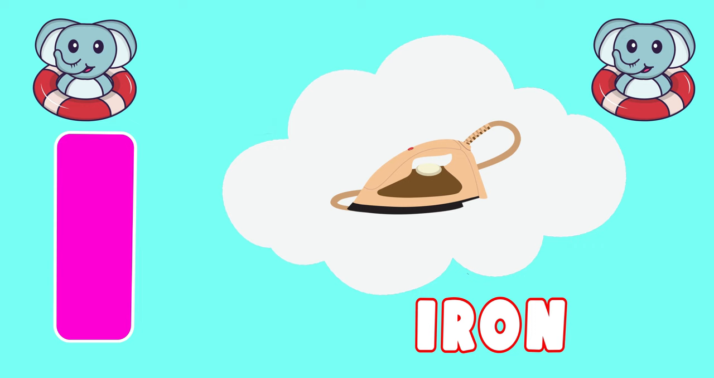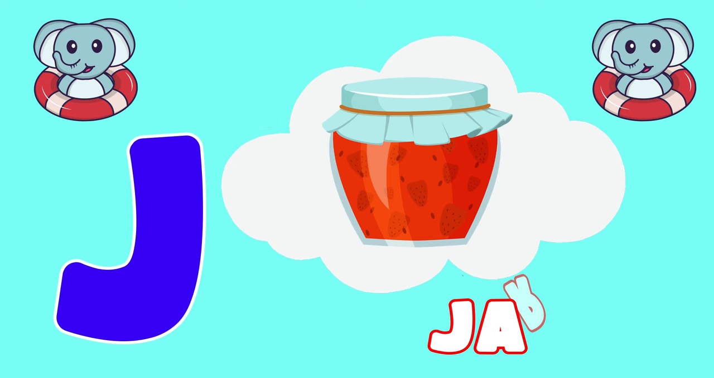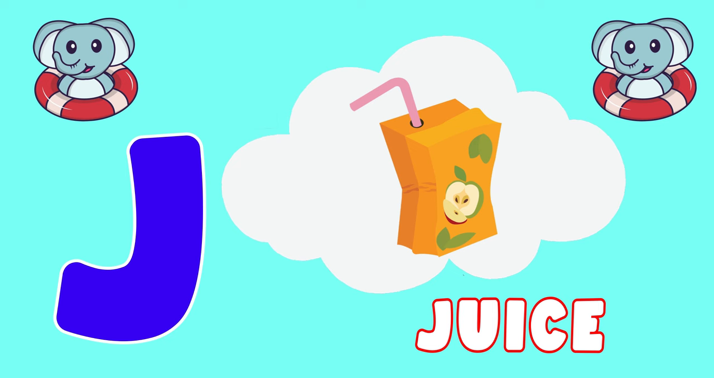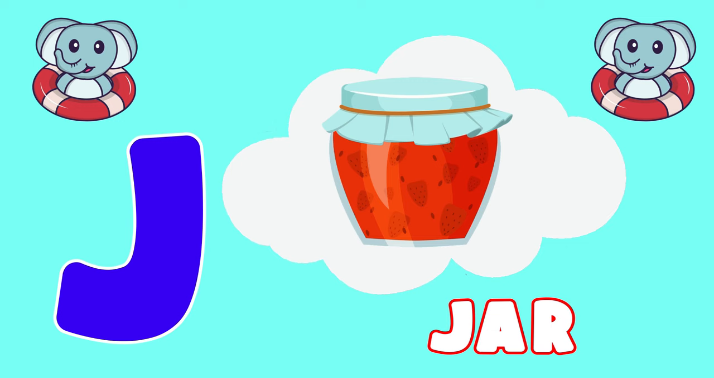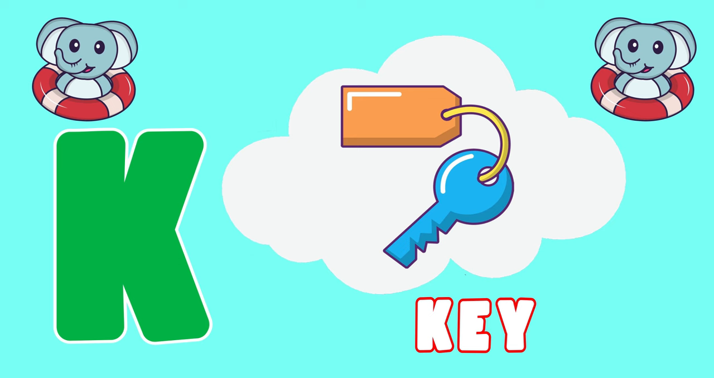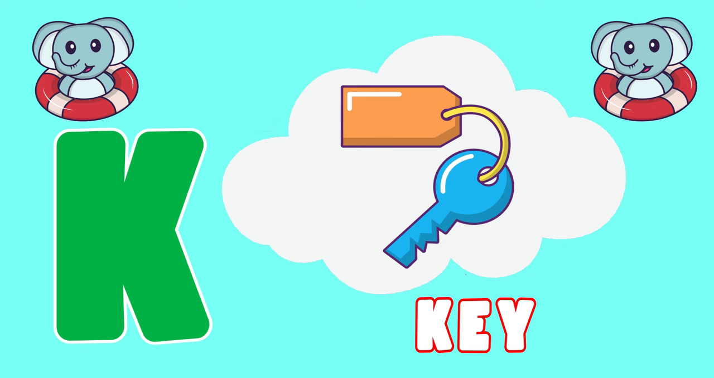J is for jar. Jar. J is for juice. Juice. J is for jar. J is for juice. K is for kettle. Kettle. K is for key. Key. K is for kettle. K is for key.